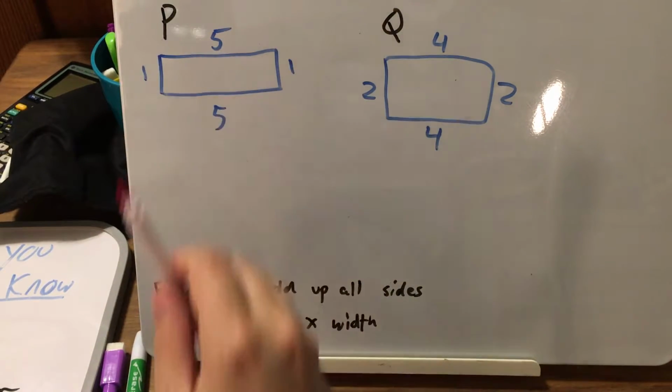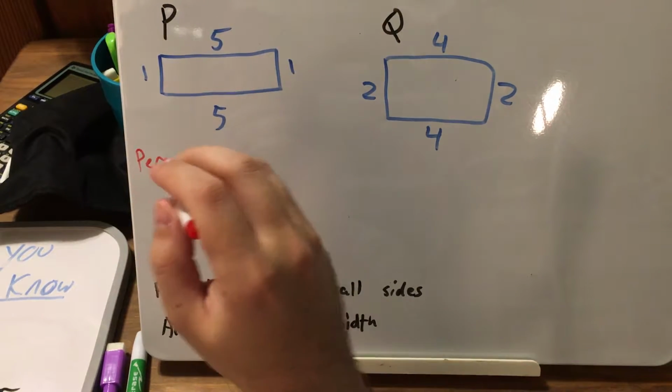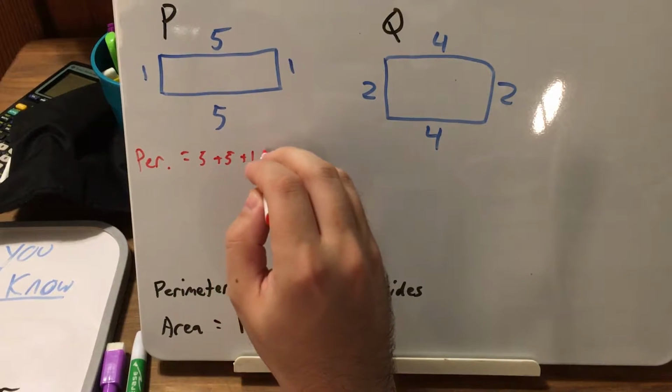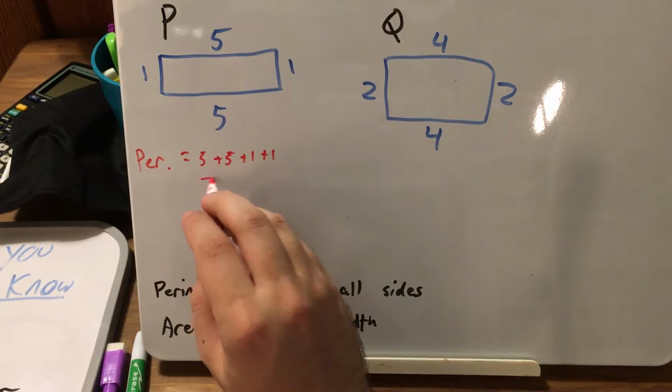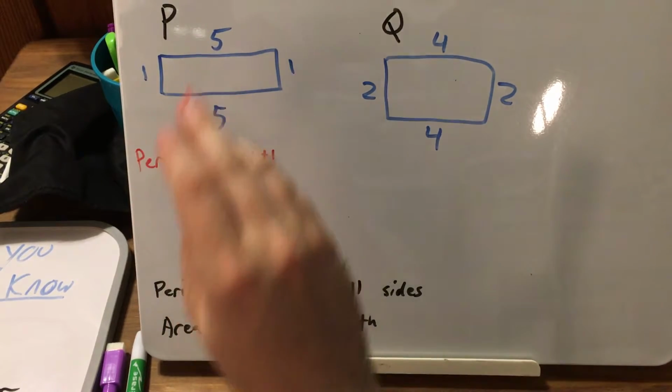I'm going to start with rectangle P. I'm going to find my perimeter. My perimeter is going to be 5 plus 5 plus 1 plus 1. 5 and 5 make 10, 1 and 1 make 2. So then my perimeter of rectangle P is 12.